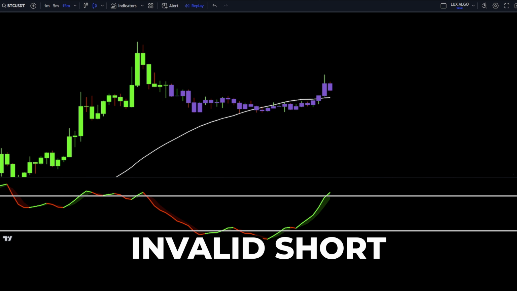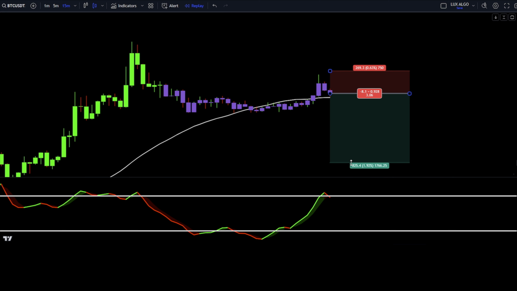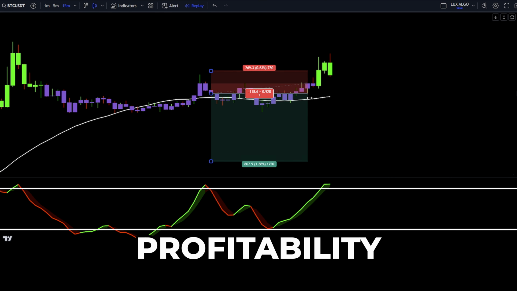Now, let me show you an invalid short entry signal. We avoid entering a short trade just because the hyperwave enters the overbought zone. It's crucial to follow all 3 rules for profitability.